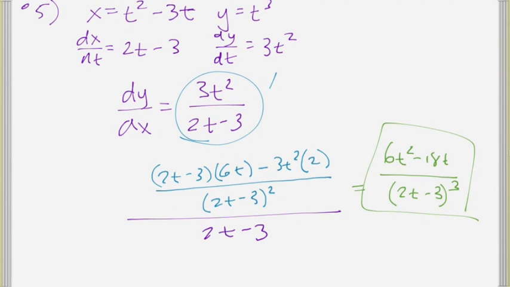Okay, so to find a first derivative, take the derivative of each and do the y derivative divided by the x derivative. To find the second derivative, take the derivative of your first derivative and then divide by the x derivative.